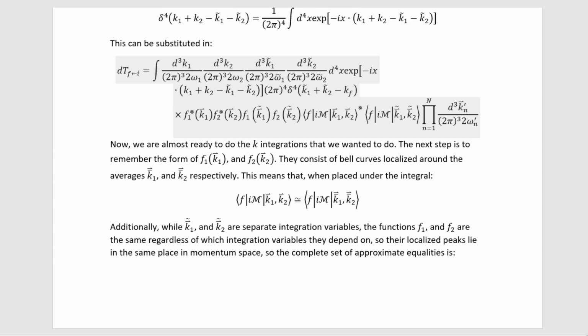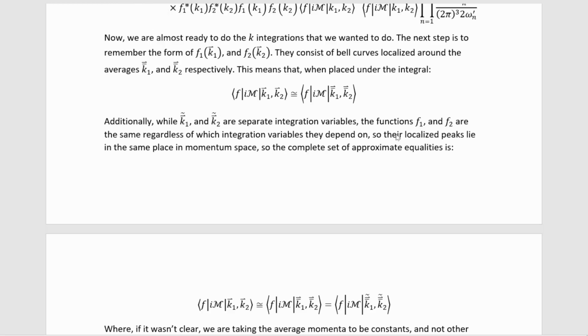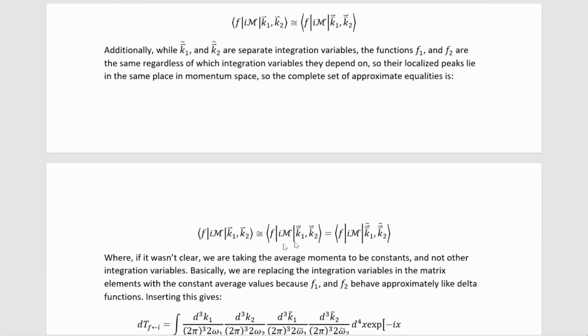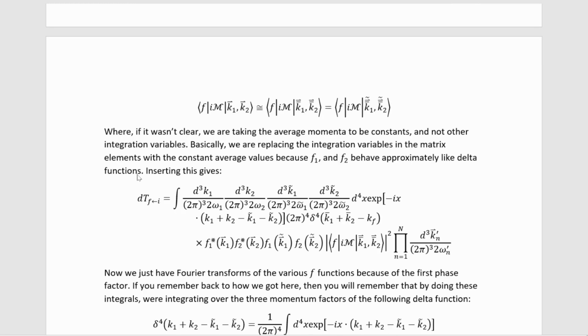It's approximately like that. Additionally, while the k tildes are separate integration variables, the functions f1 and f2 are the same regardless of which integration variables they depend on. So their localized peaks lie in the same places in momentum space. So the complete set of approximate equalities is actually this, where if it isn't clear, we are taking the average momentum to be constants and not other integration variables. Basically, we were replacing the integration variables in the matrix elements with their constant average values because f1 and f2 behave approximately like delta functions. Inserting this gives this result.